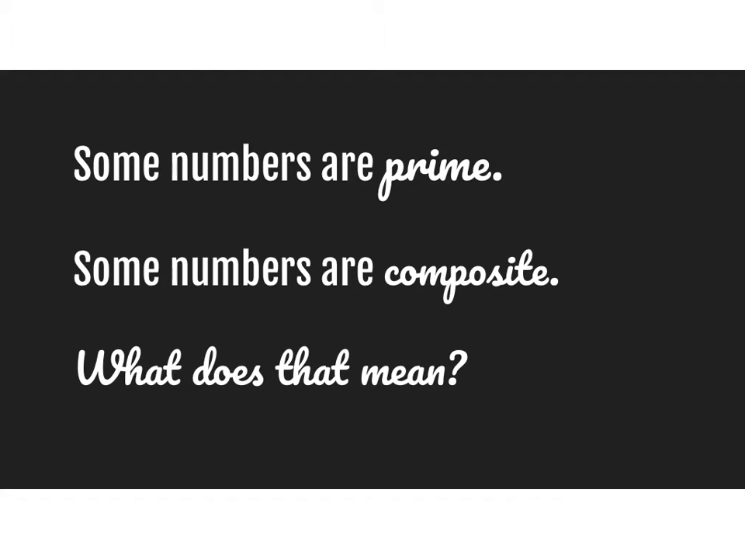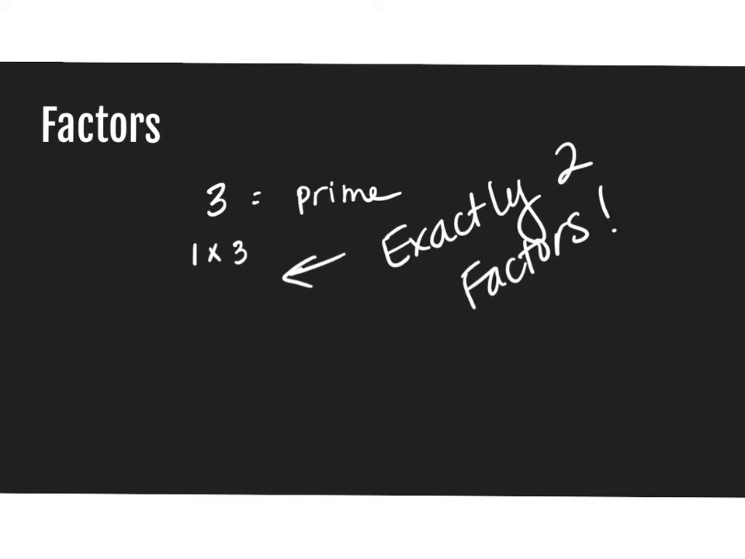So some numbers are prime, while other numbers are composite. What exactly does that mean? When we learned about factors, we learned that every single number has factors, and whether a number is prime or composite depends on how many factors it has. So let's take a look at the number 3. When we think about what we can multiply together to get the number 3, there is only one multiplication expression that will get us 3, 1 times 3, which means the factors of 3 are 1 and 3. That means this number is prime because it has exactly 2 factors.